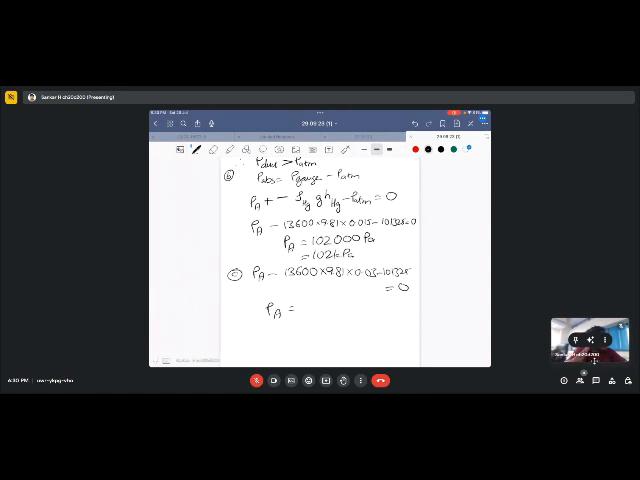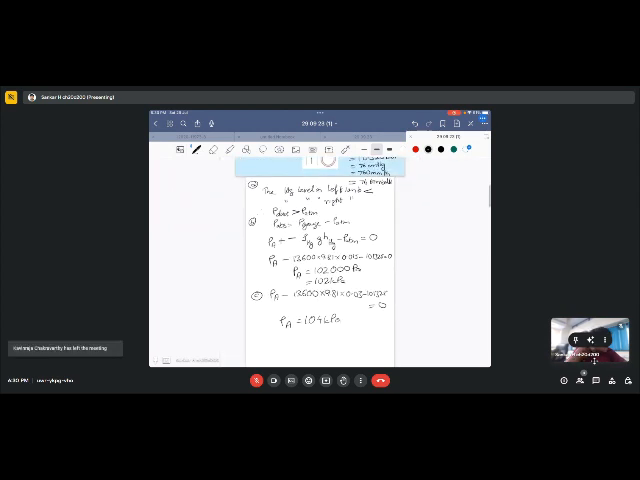So if you evaluate this, it's just very basic arithmetic. You can do this on your own. You will get the value as 104 kilopascal here.